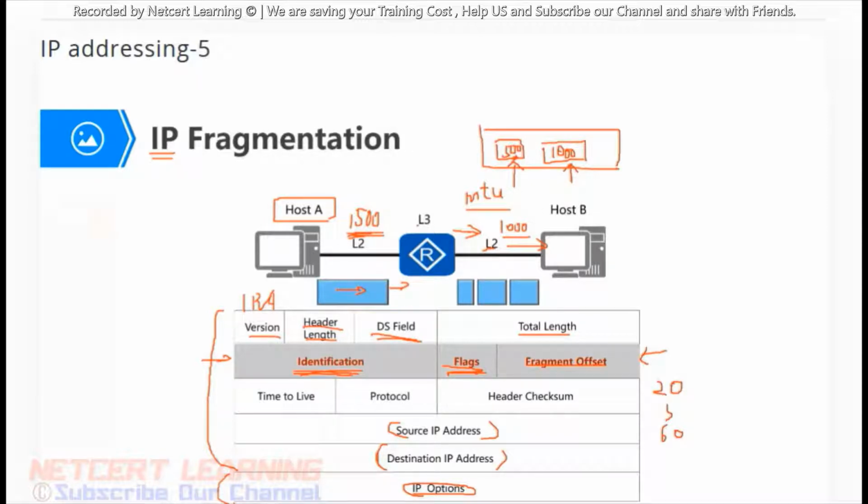This is the first, and this is the last. Okay, this is the last. Fragmentation offset means that for the first fragment, the offset is 0. This is the first byte in the packet, and the fragmentation offset of this one is 1001. Okay, the offset is 1001.